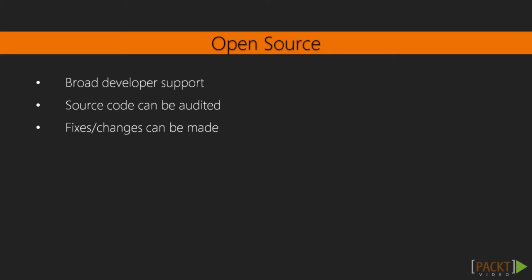And finally, Redis is open source, which gives you the ability to go to the developer community as a whole for support. There are also companies that will support you with Redis, but it gives you the ability to audit the source code yourself if you need for security purposes or other purposes. And you can make fixes and even changes. You can fork the database and make a custom database if you wish, because it's all available under the BSD license.